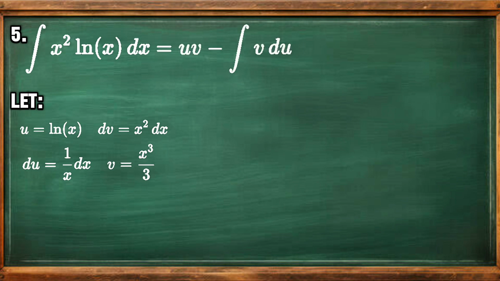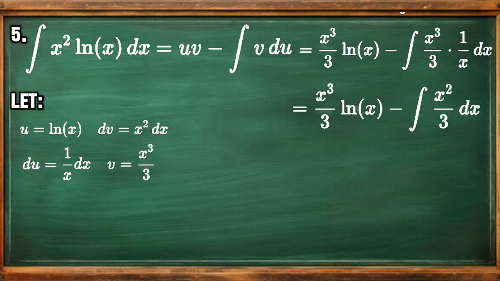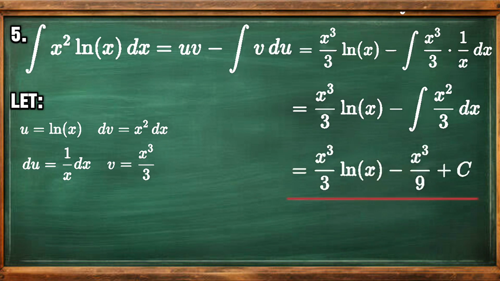Using the formula for the integration by parts, we substitute it into the equation. The integral is equal to x cubed over 3 ln x minus integral of x cubed over 3 times 1 over x dx. We simplify the integrand x cubed over 3 times 1 over x into x squared over 3. Then, we integrate x squared over 3, which results in x cubed over 9. So, the final answer is x cubed over 3 ln x minus x cubed over 9 plus c.